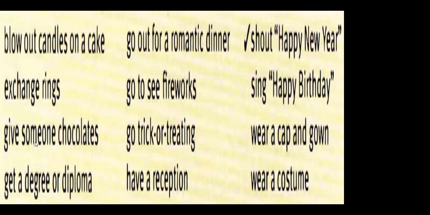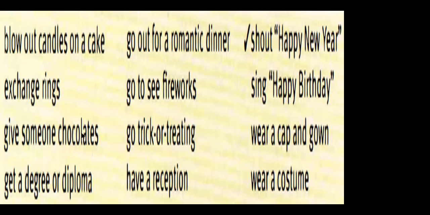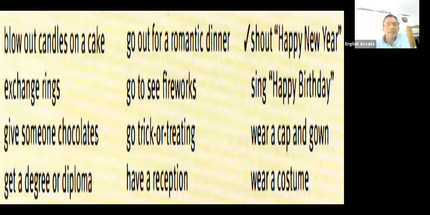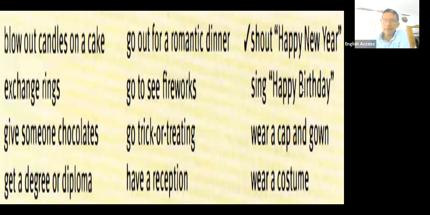What about this one? Give someone chocolates. Yeah, remember you have an object. Give someone chocolates. And in this one, you don't pronounce the O. The O is very soft, or maybe it's silent. Chocolates, no O. Give someone chocolates. And this is wear a cap and gown. Yes. Excellent.